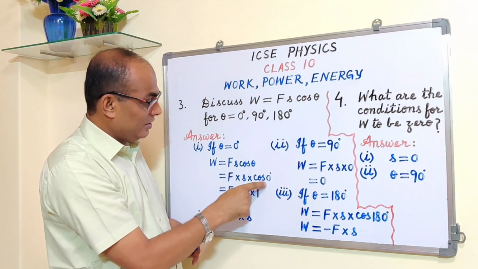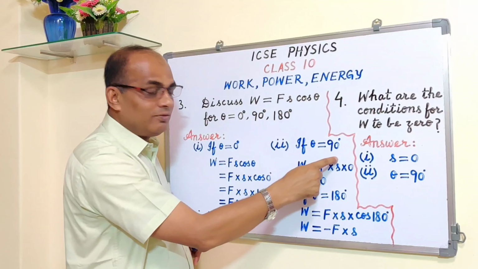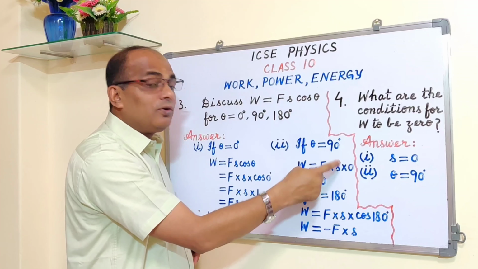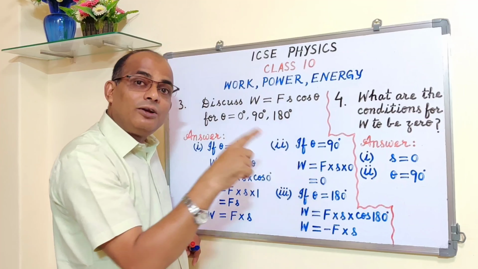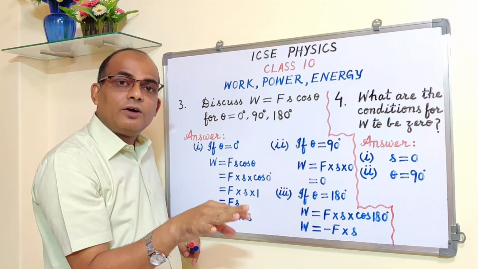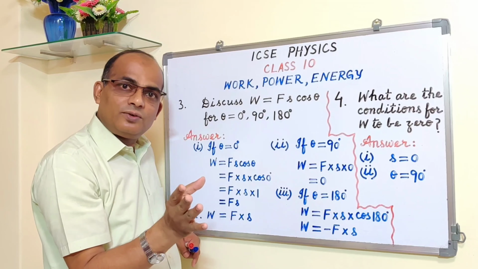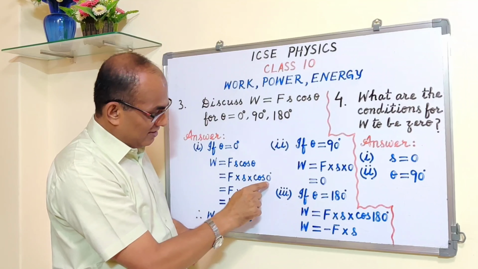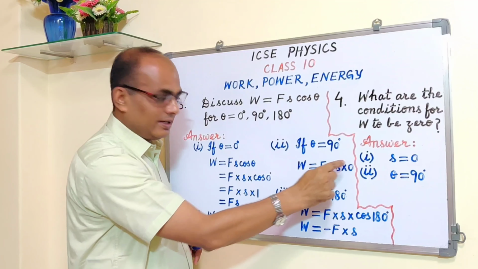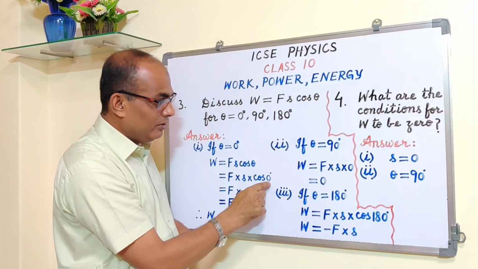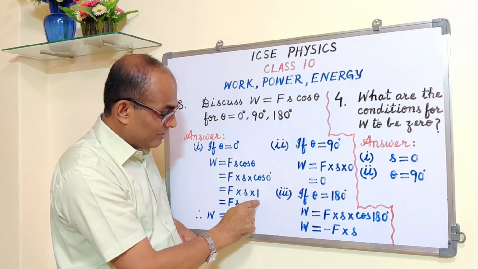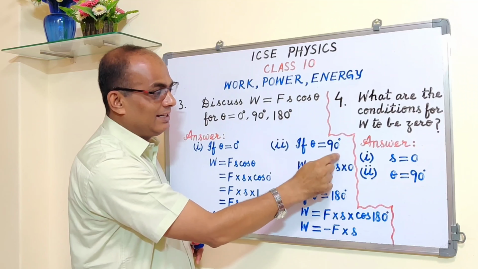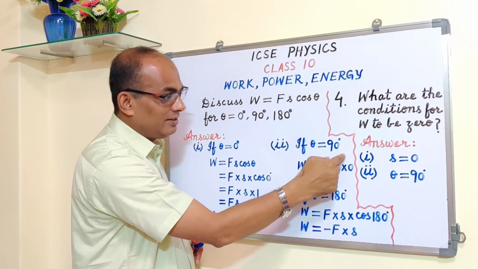In place of theta, now you put 90, cos 90. That step I have not written. Now cos 90 and the value of sin 0 are both the same. Cos 90 is 0 and sin 0 is also 0. So Fs cos 90, here you put 90 and write down here. Now when you write cos 90, the value of cos 90 is 0, then you have to write down 0 here. Because in our case theta is 90, so cos 90 will be 0.